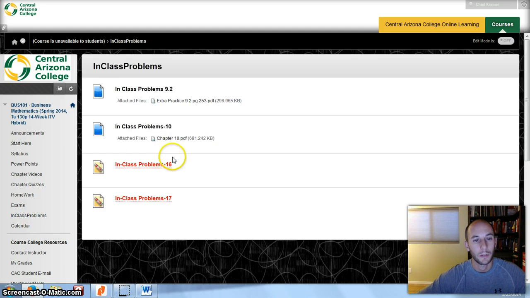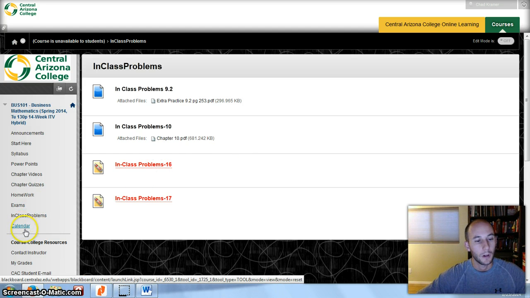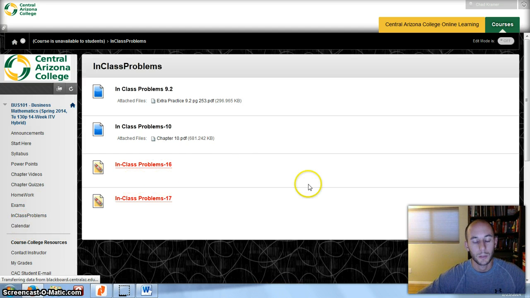In-class problems, if I do some in-class problems like on Excel, I'll scan them and put them into PDF, I'll put them into here, and so you guys can kind of look back and have them for your notes there. The calendar, I don't do much with this calendar.